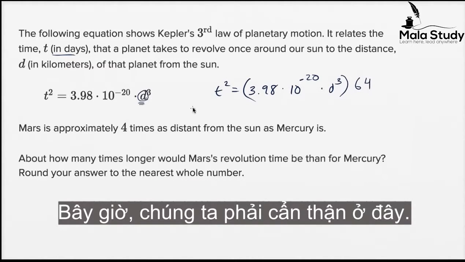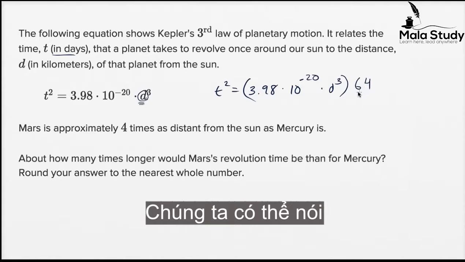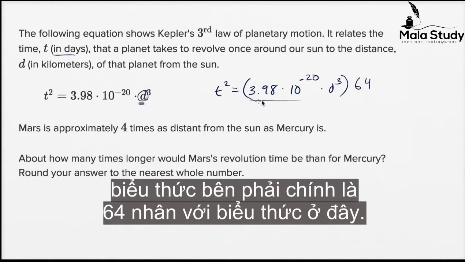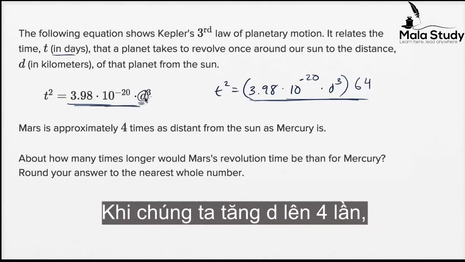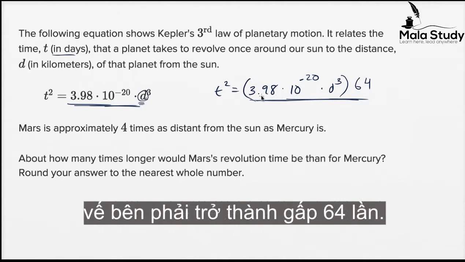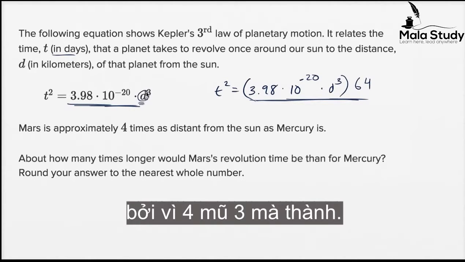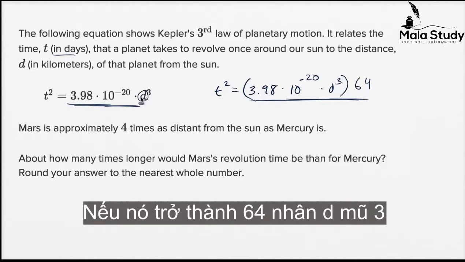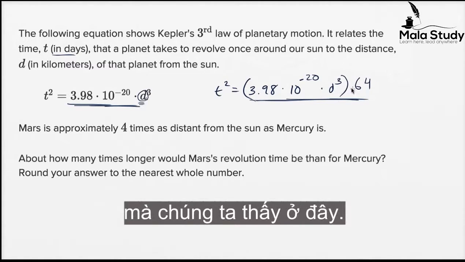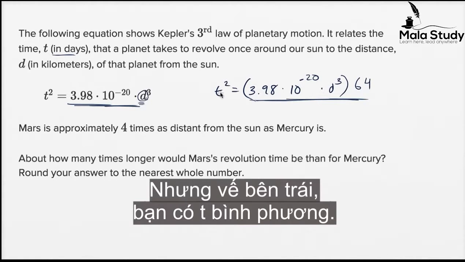Now, we have to be careful here. We might say, hey, look, this expression on the right side is 64 times this expression right over here. When we increased d by a factor of 4, the right side becomes 64 times as big, because remember, 4 to the third power. If this becomes 4d, then this becomes 64d to the third, which we saw right over there. But on the left-hand side, you have a t squared.